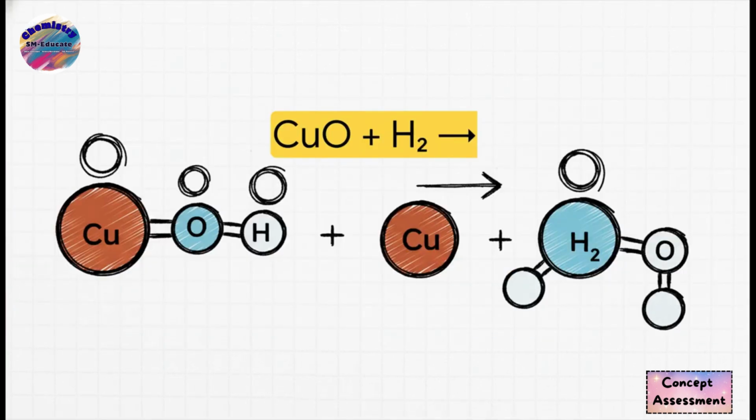Let's start with CuO. We know oxygen is almost always -2. And for the whole compound to be neutral, that means copper has to be +2. Simple. Next, H2. Hydrogen here is a pure element, so its oxidation number is just 0. On the product side, we have pure copper, also an element, so it's also 0. And finally, in water, H2O, oxygen is -2 again, which means each of the two hydrogens has to be +1 to balance it all out.